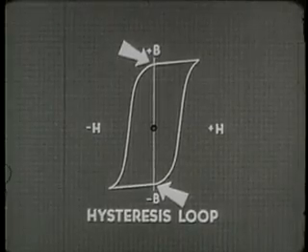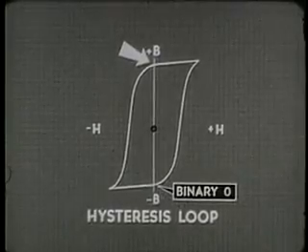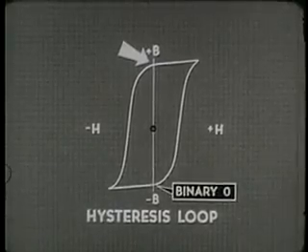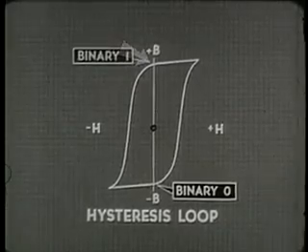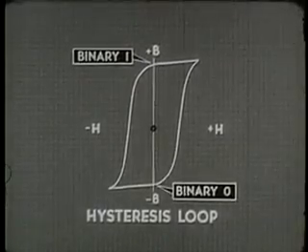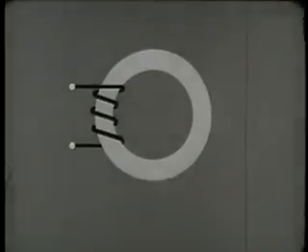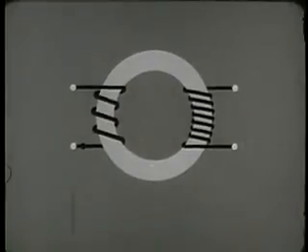If a core with a rectangular hysteresis loop is in the binary 0 state, we're going to have to apply a substantial pulse of non-dot current in order to set it to binary 1. A lesser pulse just won't make the switch. Now, how do we get information out of a core? By means of a second winding.